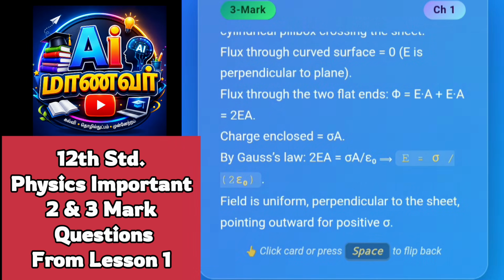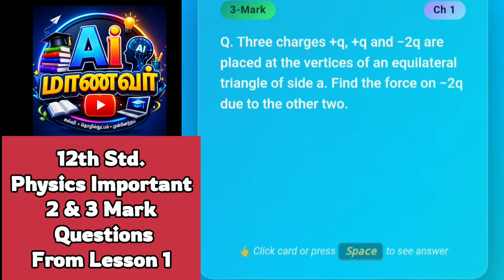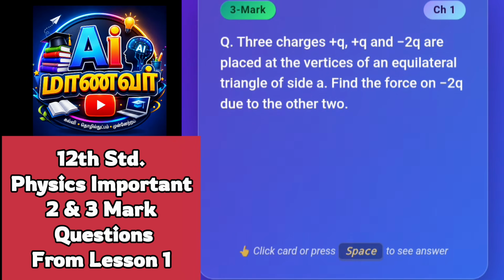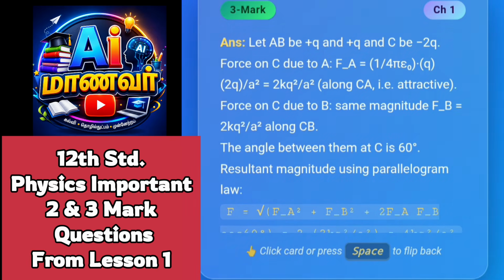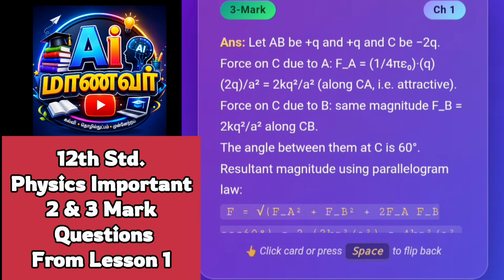Three charges plus q, minus q and minus 2q are placed at the vertices of an equilateral triangle of side a. Find the force on minus 2q due to the other two. Let A be plus q and C minus 2q. Force on C due to A: FA is equal to 1 by 4 pi epsilon naught dot q, 2q by a square is equal to 2k q square by a square along CA, attractive. Force on C due to B: same magnitude, FB is equal to 2kq square by a square along CB. The angle between them at C is 60 degree.